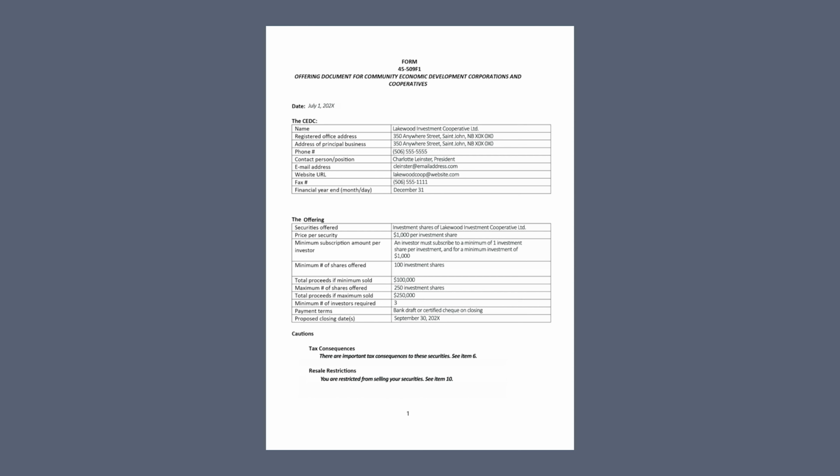An important element of the cover page is information about the securities being offered. This must include the types of securities, the minimum amount being offered, and the maximum amount being offered. The securities described in the offering document must be consistent with those authorized by the CEDC's incorporating or constating documents, such as your articles of incorporation, and with the CEDC's financial statements.